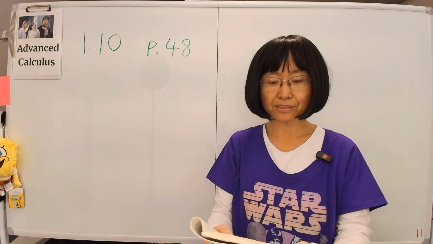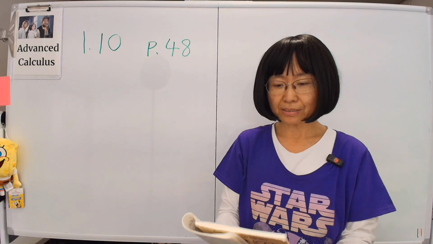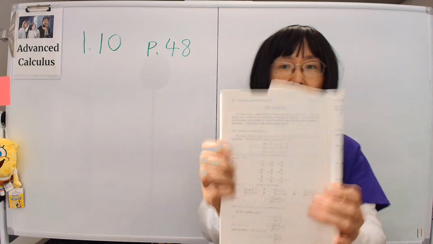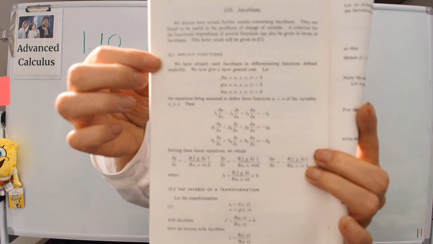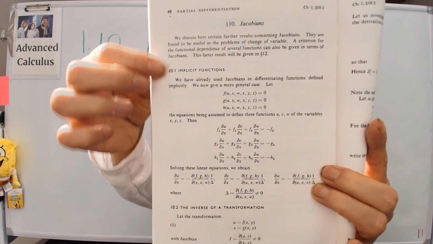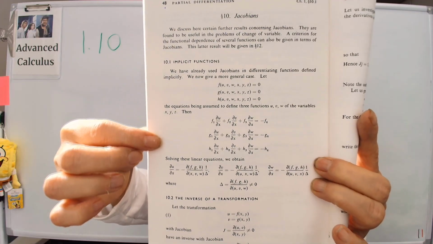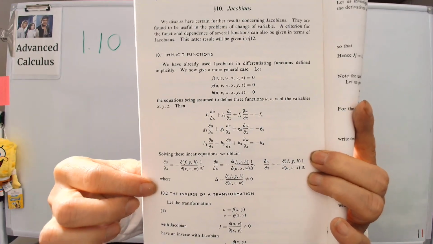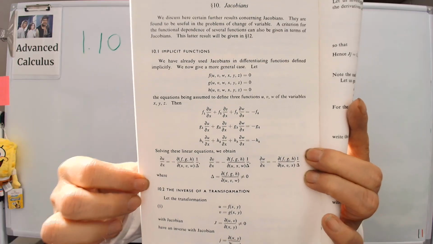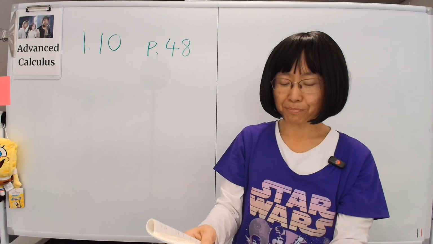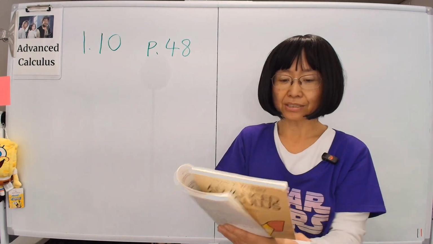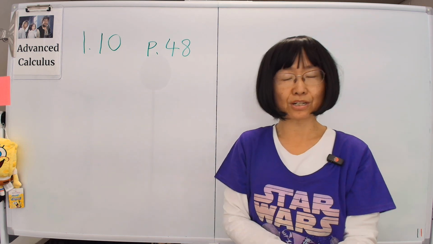Now the subsection 10.1 about implicit functions, we have already talked about all of this. This is just a summary of what we learned in the earlier section. So please read this yourself, to refresh your memory in this matter. But I'm not going to go over it. So we can move on to subsection 10.2, the inverse of a transformation.